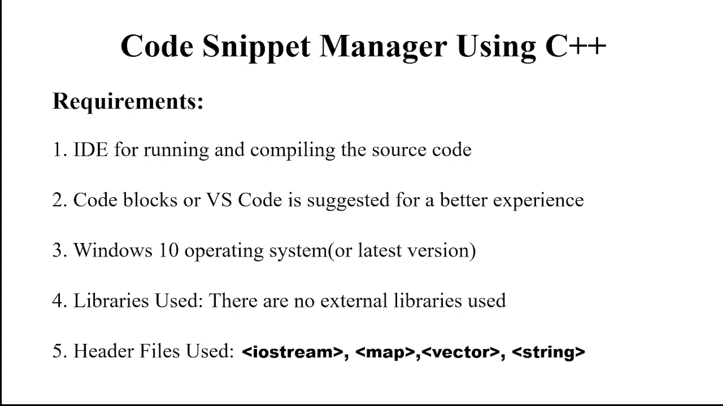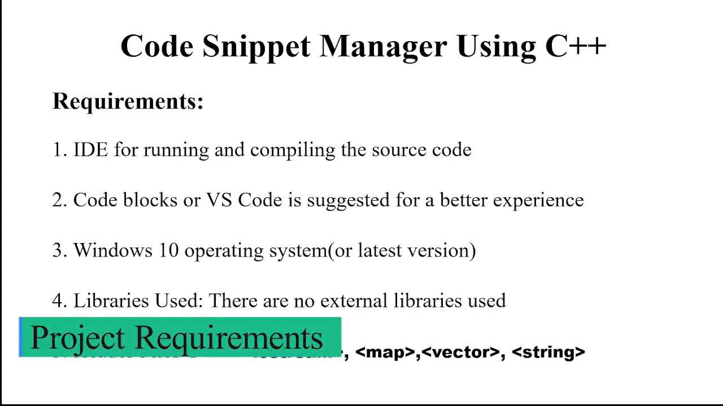Today we are going to make a C++ project on the topic Code Snippet Manager. So first let us look at the requirements. We require an IDE for running and compiling the source code as usual in every project. We require Code::Blocks or VS Code for a better experience. These are the text editors where you are going to put your code.